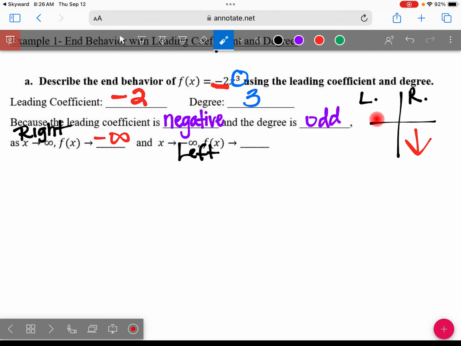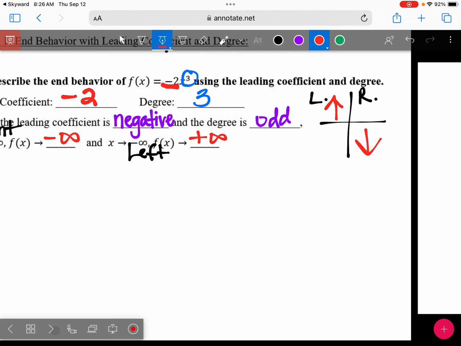So what do you think it's going to do on the left? Is it going to go up or down? If the right side goes down, the left side is going to do the opposite. So what's the opposite of going down? Up. So it goes up, which means it's a positive infinity. And that's how you're going to reason through it. You're first going to figure out if it's positive or negative, and the left side is going to do the same or the opposite.